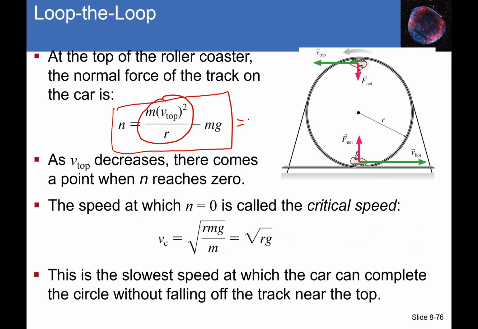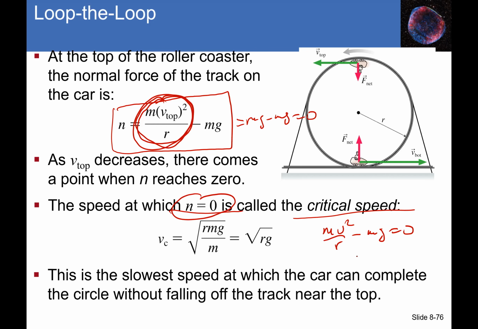So let's say if this is equal to mg, then it becomes mg minus mg, you get 0, which means the normal force is 0. That means as you're slowing down, at some point the speed is such that this term is equivalent to mg, and the normal force equals 0. So this is known as the critical speed, because if mv squared over r minus mg equals 0, that means mv squared over r is equal to mg. You cancel the mass, then you can see v is nothing but the square root of rg, which means that you can calculate your critical speed.